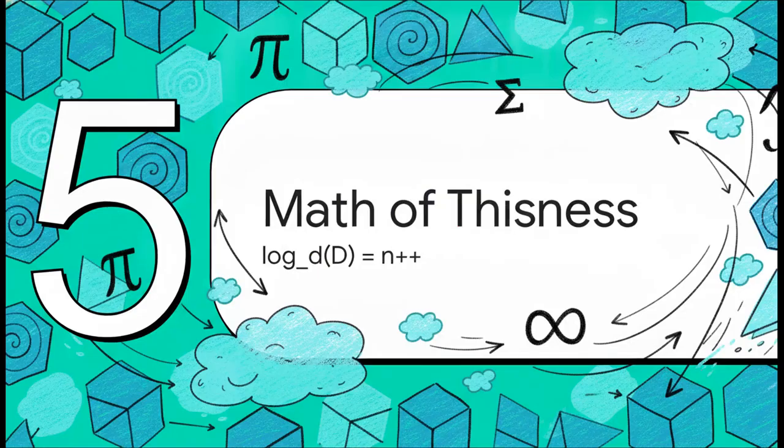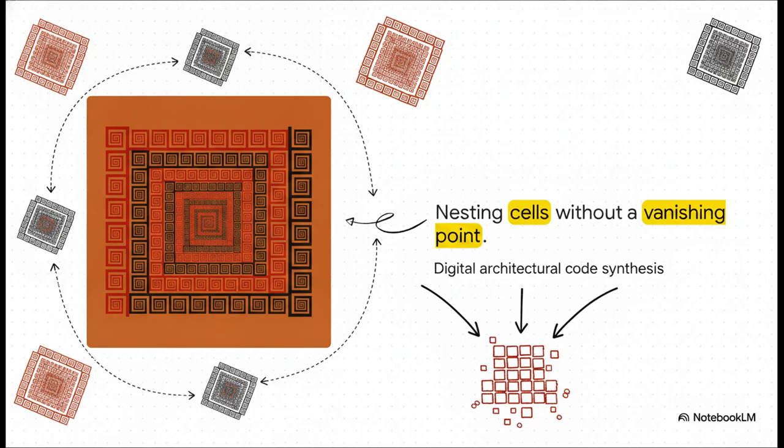Section 5. The math of thisness. Log d of d equals n++. But how does the system maintain its structural integrity when it's constantly spawning these temporary nodes left and right? To answer that, we have to look at the mathematical engine powering this dynamic creation. And honestly, this is where things get mathematically beautiful.